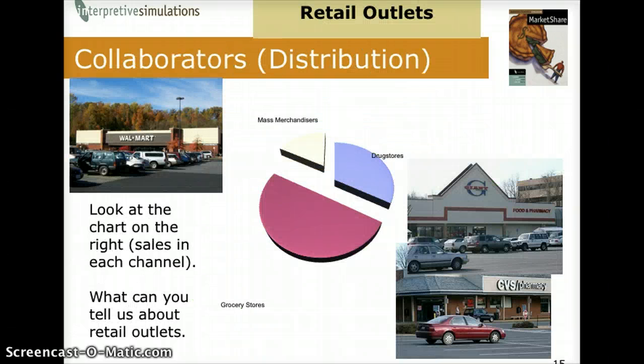Also, one of our key partners in the simulation are those with whom we collaborate, our distribution channels, our retail outlets. I'd like you to take a look at the chart here on the right, this pink, purple, and white chart. This is mass merchandisers, these are drugstores, these are grocery stores. I want you to look at this chart and think about what you can tell us about our retail channel partners. This represents the sales in each channel. So tell me, what does that mean? What does that tell you? And what other information would you like to know about your retail channel partners?